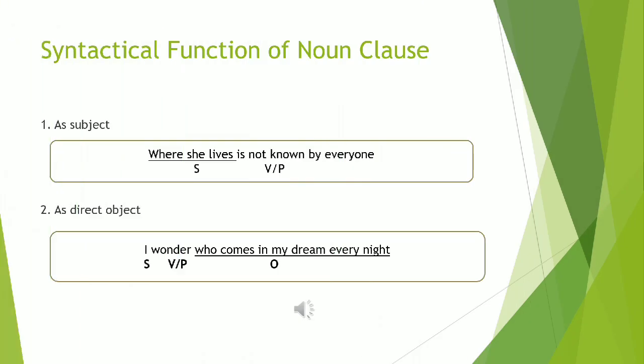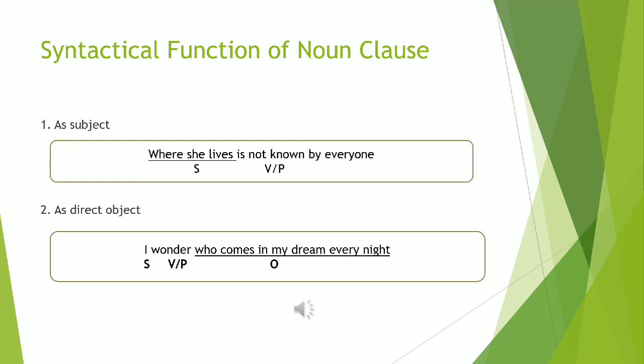Okay, next one, let's see the syntactical functions of noun clause. The first one is as subject. Let's see the following sentences. Where she lives is not known by everyone. Where she lives is a noun clause as subject and is not known by everyone is predicate or verb.